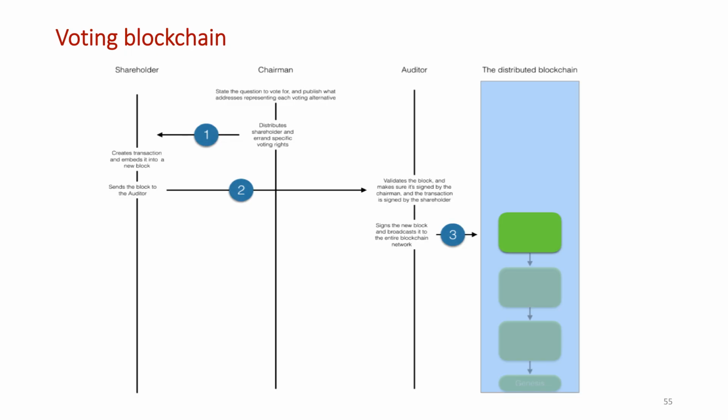You can do the same blockchain for a voting application. You can create a distributed blockchain with the shareholder vote, the chairman who approves the shareholder votes, and the auditor, and put it all in the blockchain.